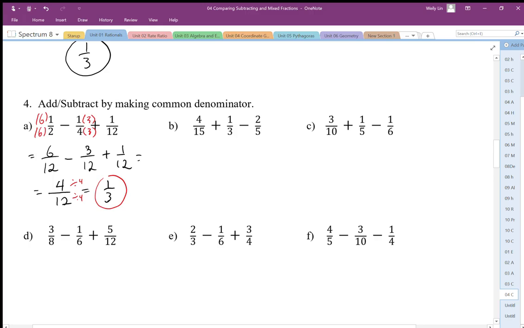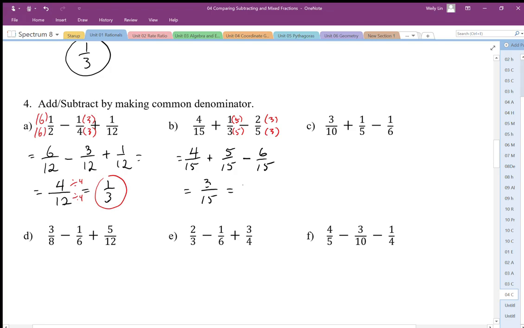Okay, so between these ones, 15, 3, and 5, our common denominator is going to be 15. So I need to make sure I show that times 5 here. I need a times 3 here. And then once I've done that, now I have a common denominator of 15. Okay, so I'm going to add and subtract. 4 plus 5 minus 6 equals, this is going to be equal to 3 over 15.